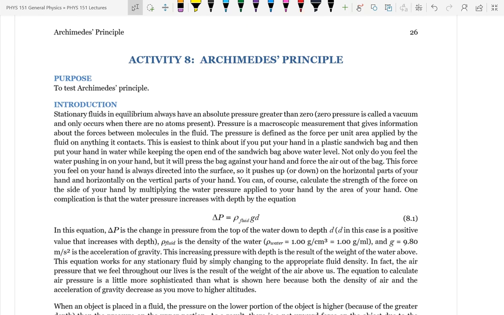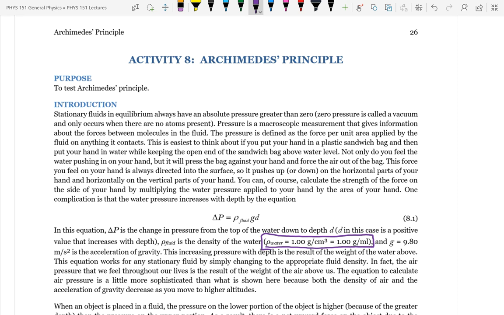Today's lab then is testing Archimedes' principle. We want to see firsthand if Archimedes' principle is correct. So the beginning here goes through all of the ideas we've just been talking about. Notice I list the density of water is 1 gram per centimeter cubed, which is the same as 1 gram per milliliter. You're going to be measuring the volumes displaced in milliliters.